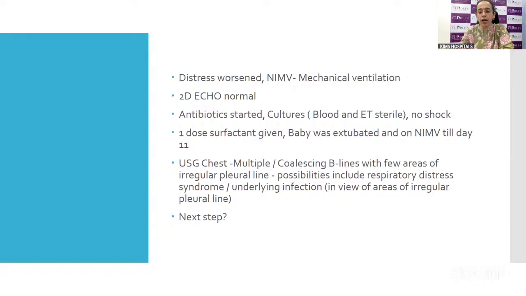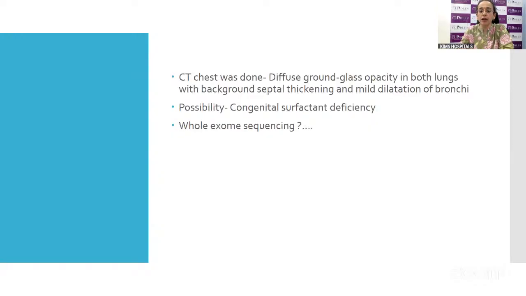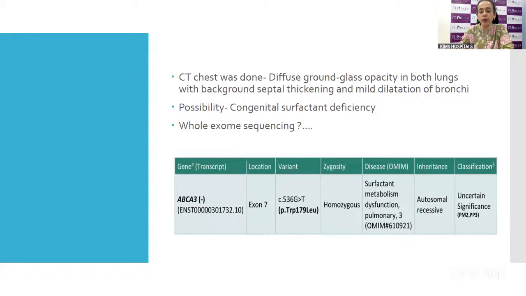So then we had to evaluate subsequently with a CT scan, which showed diffuse ground glass opacities in both the lungs with background septal thickening and mild dilatation of the bronchi. Then we suspected the possibility of congenital surfactant deficiency in the baby. So the genetic workup was done in view of the previous sibling death, who also died due to respiratory distress only. We suspected congenital surfactant deficiency, and the whole exome sequencing for this baby came positive for ABCA3 gene mutation.